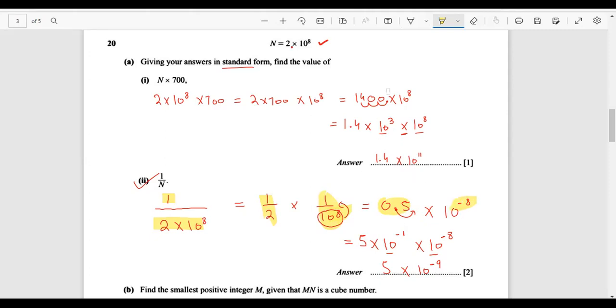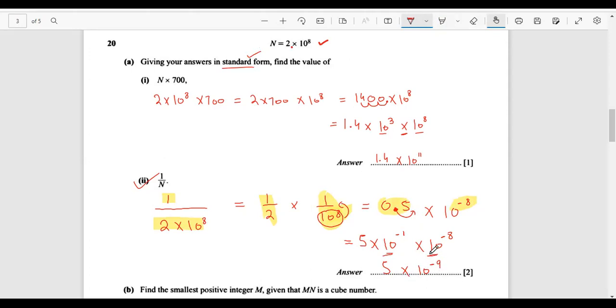Okay, everything was sorted. The only part left was we need to write down the answer in the standard form. So 0.5 is not the standard form. I've moved this decimal 1 unit to the right side. So I would be multiplying it by 10 power minus 1. Okay, and then it is going to give me 5 multiplied by 10 power minus 9, because again the bases were same and I've added the powers and it gave me minus 9.